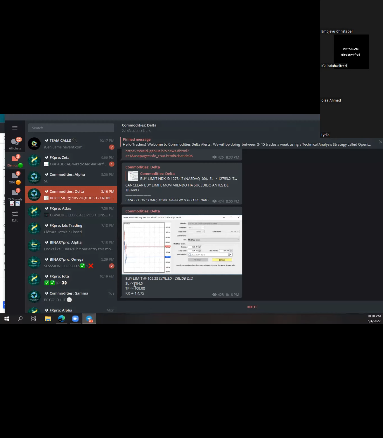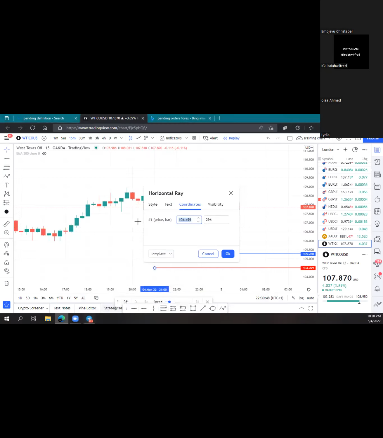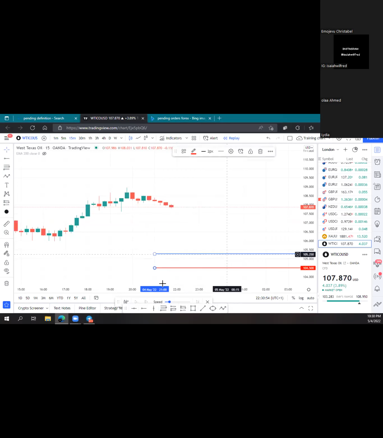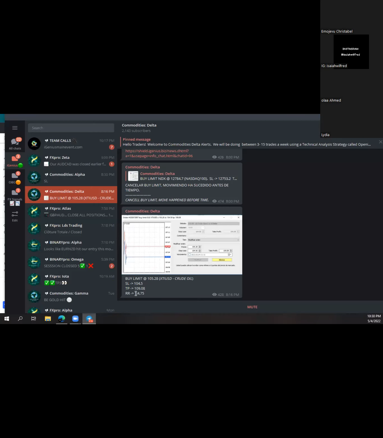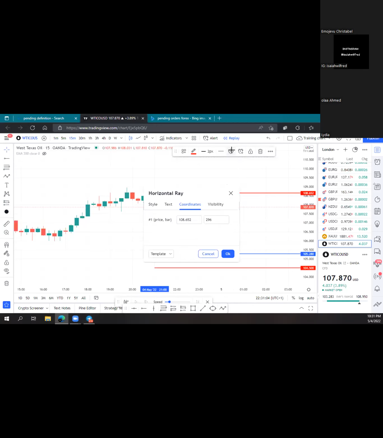So the stop loss is what? 104.5. That's exactly what I'm doing. 104.5 is my stop loss. Take profit is going to be what? They gave me take profit as 109.08.